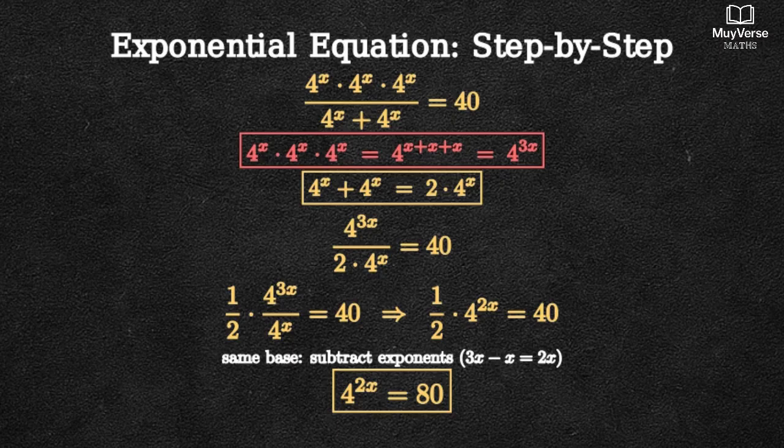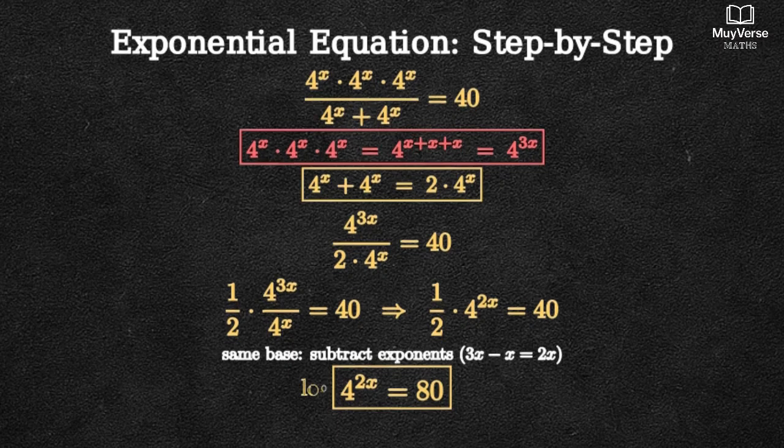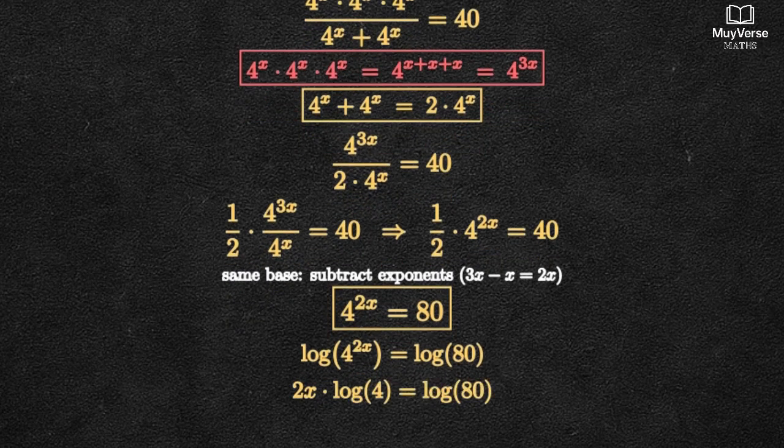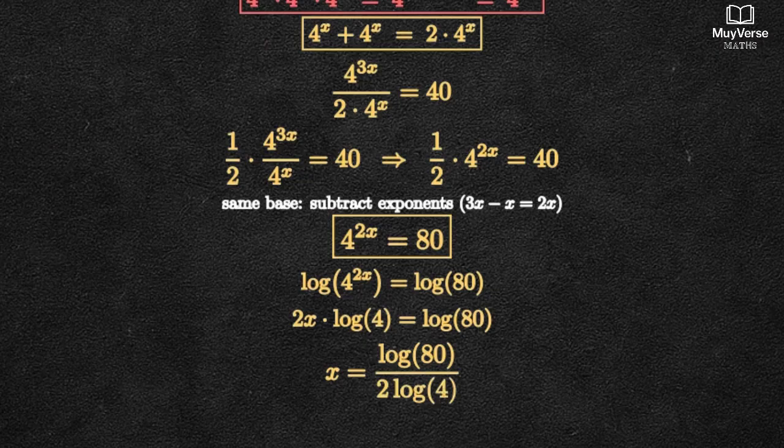Now solve for x using logarithms. Take the logarithm of both sides. Log of 4 to the 2x equals log of 80. Bring the exponent down. 2x times log of 4 equals log of 80. Divide both sides by 2 times log of 4 to get x.